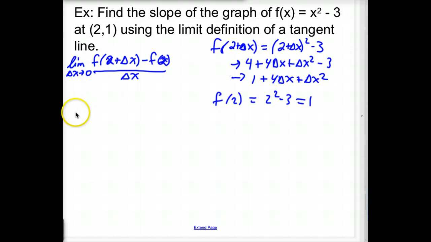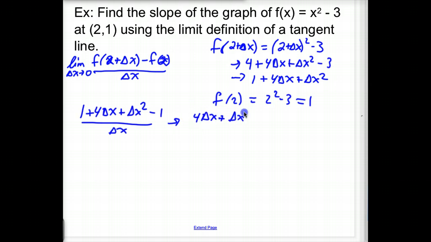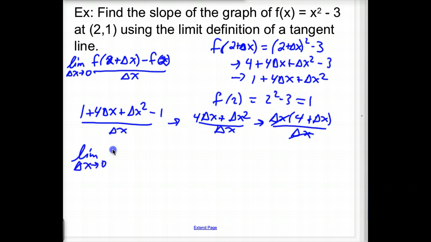So replacing, f of 2 plus delta x is 1 plus 4 delta x plus delta x squared, minus f of 2, which is 1, all over delta x. Continue to simplify. The 1's cancel out, so we have 4 delta x plus delta x squared all over delta x. You can factor out a delta x, so we have 4 plus delta x inside the parentheses and delta x in the denominator. Now we can cancel those, so now I'm just going to take the limit as delta x approaches 0 of 4 plus delta x. Direct substitution leads to 4 plus 0, which is 4.